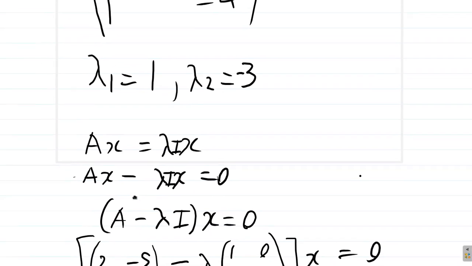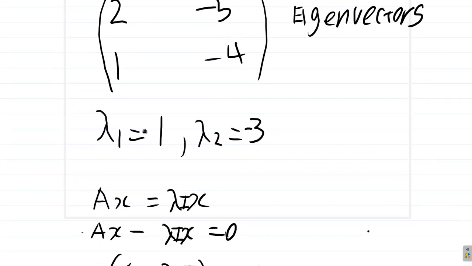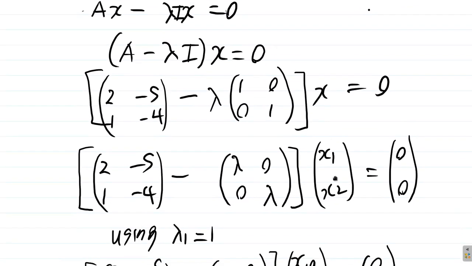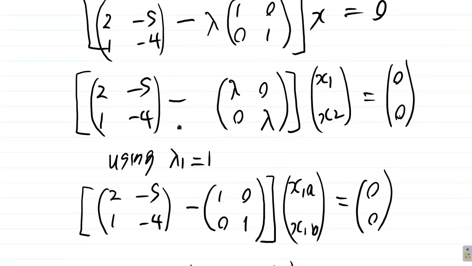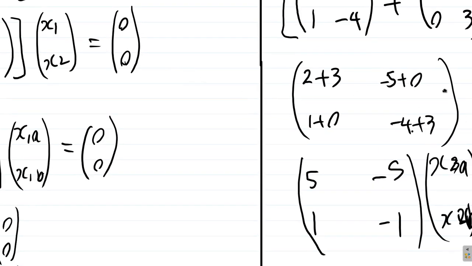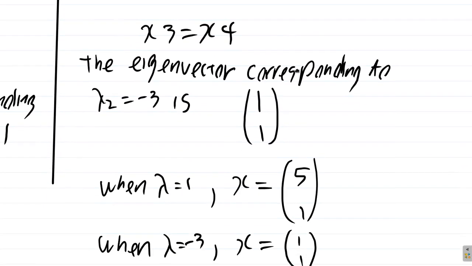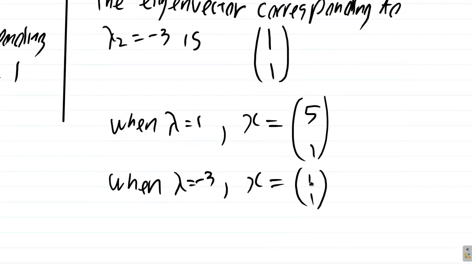The common practice is to label them lambda 1, lambda 2, and then the x's, you could label them x1 and x2 when you have lambda 1, and then x3, x4 when you have lambda 2, or you could label them as I put here. When you have lambda 1, you find x1a and x1b if you want. But the important thing now is that you work it out step by step, show all the steps, and get the correct values. So that's that.